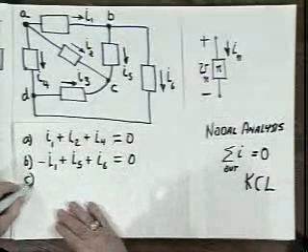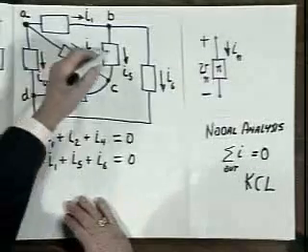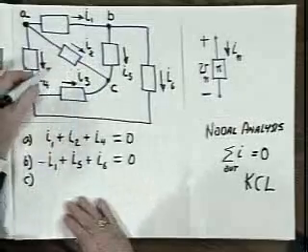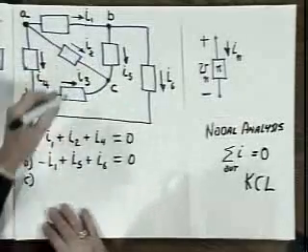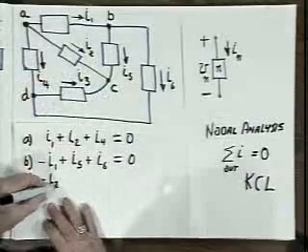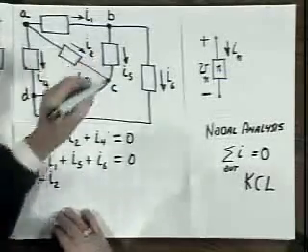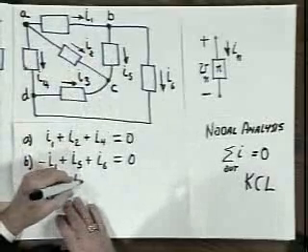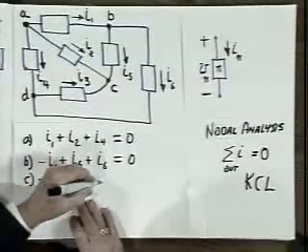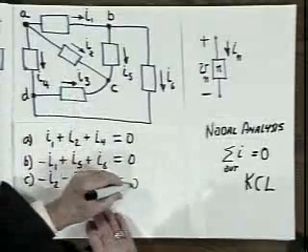Node C, this node, taking account of the polarities, turns out that all 3 of these arbitrarily defined directions of currents are into the node. So summing them up, starting here and just working around the node, it's minus I2. That's the current flowing in through this element, flowing out through this element, minus I5, the current flowing out through this element, minus I3, the current flowing out through this element, and that has to equal 0.